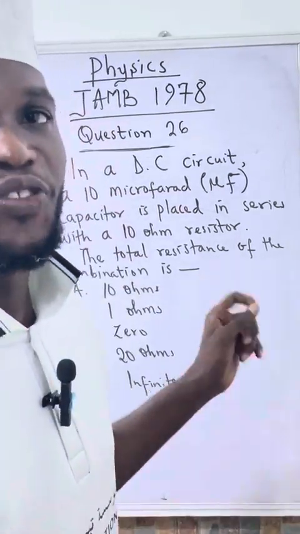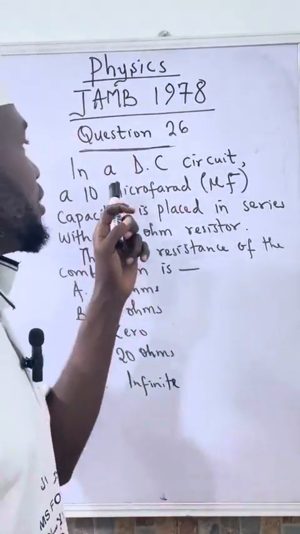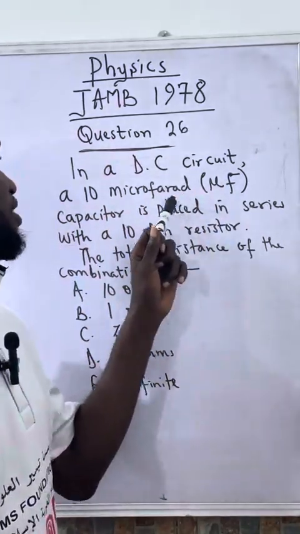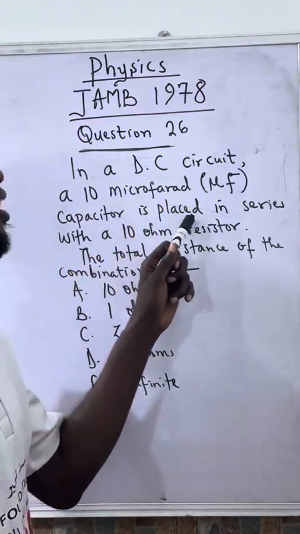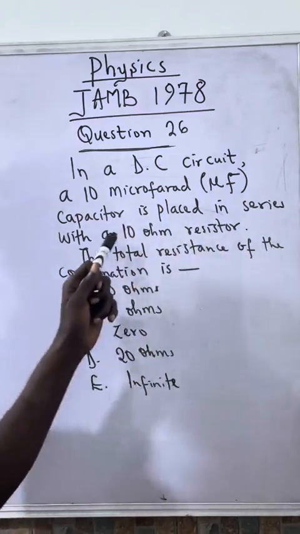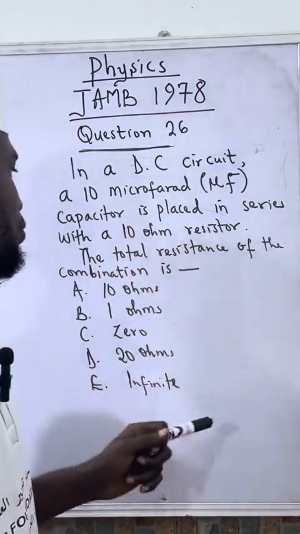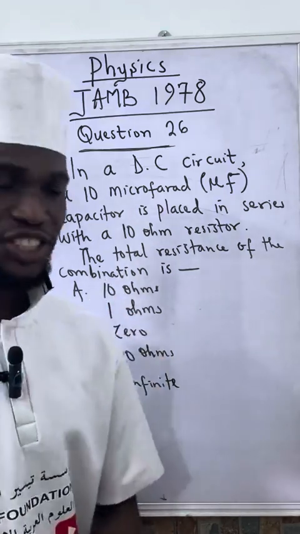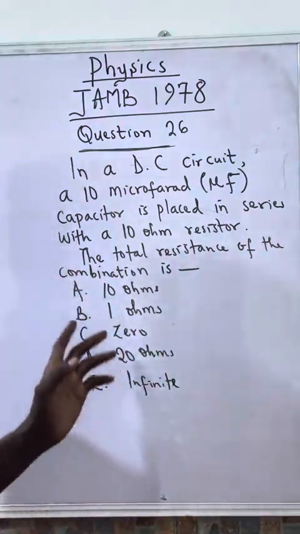Let's consider this physics question. In a DC circuit, a 10 microfarad capacitor is placed in series with a 10 ohm resistor. The total resistance of the combination is dash. So we have our options there.